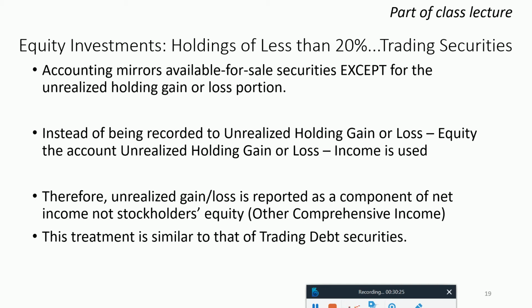Now, what happens when we have a holding of less than 20%, but it is a trading security? So the accounting again here mirrors available for sale securities, except for the unrealized holding gain or loss portion. Instead of that going into other comprehensive income, we put it directly into the income statement, which is how we treat trading debt securities.